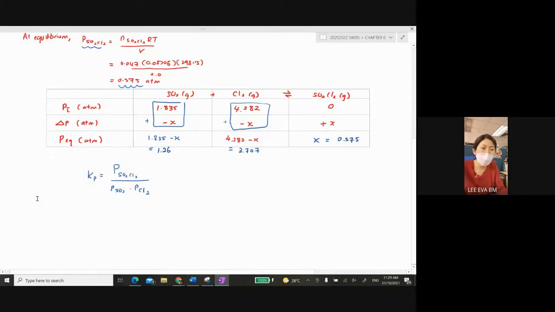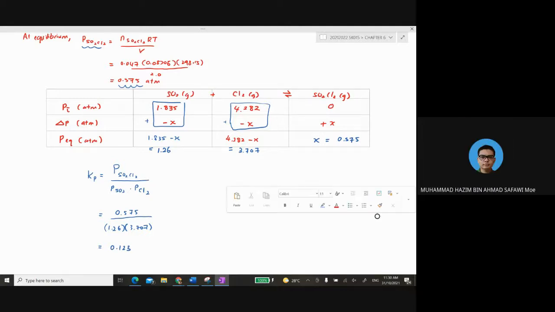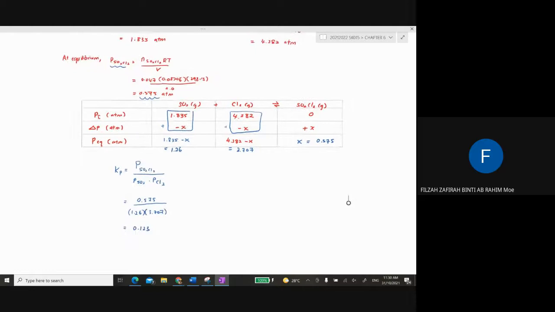Okay, so after you have got the expression of Kp, then you substitute the values. Product pressure, reactant pressure, 1.26 times with 3.707. And you roughly get this answer. Try to key in your calculator and see whether you get the same answer as madam or not. Dapat jawapan? Dapat, madam. Faham? Boleh catch up ya?